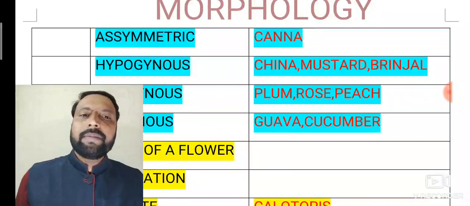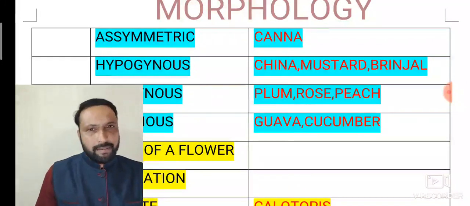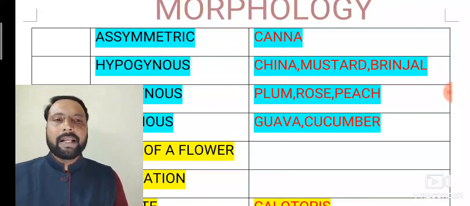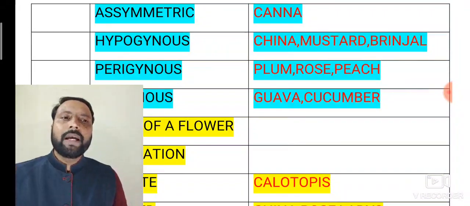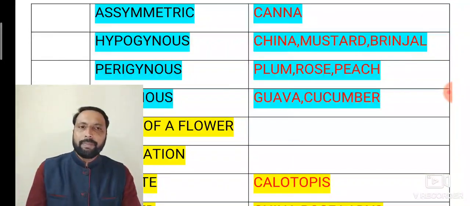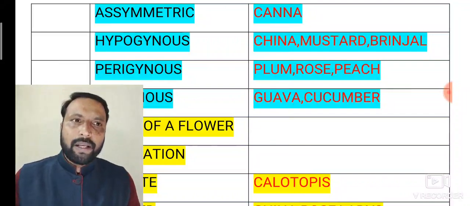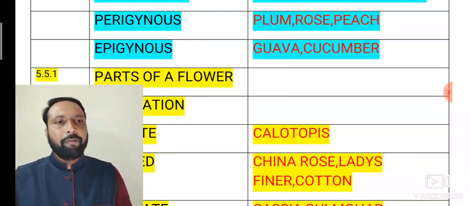Then you go for asymmetric flower. That flower cannot be cut in any plane. That is called asymmetric flower. Example: Canna. Then you go for hypogynous flower, perigynous flower and epigynous flower. In hypogynous flower, the ovary is superior. Example: China rose, mustard, brinjal. In perigynous flower, the ovary is half inferior, half superior. Example: plum, rose, peach. In epigynous flower, the ovary is inferior.